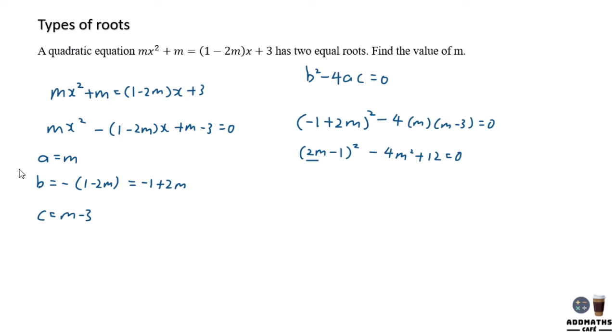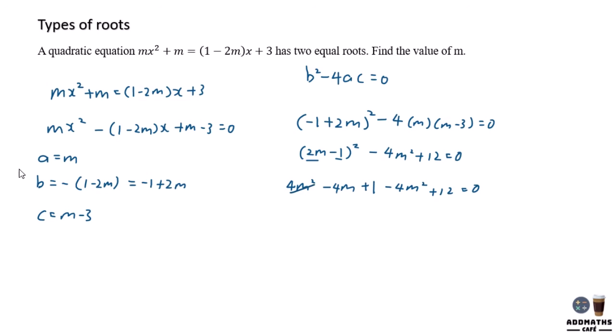So 2m, you square it, you will get 4m squared. Then 2m times negative 1, you will get negative 2m. Negative 2m times 2, you will get negative 4m. And the last part will be negative 1 squared, we will get positive 1. And then copy whatever is on the back and equal to 0.